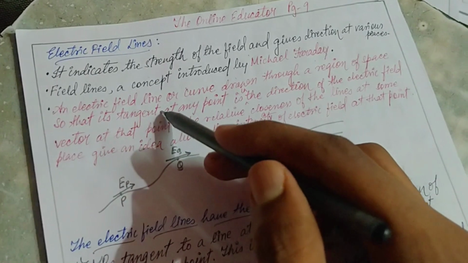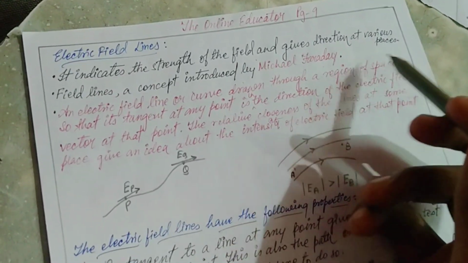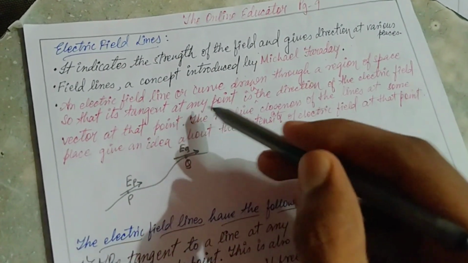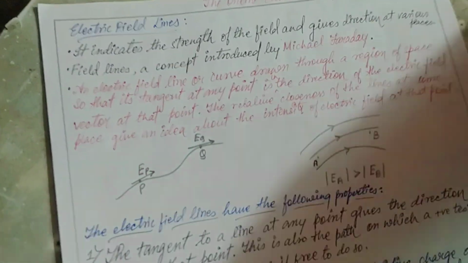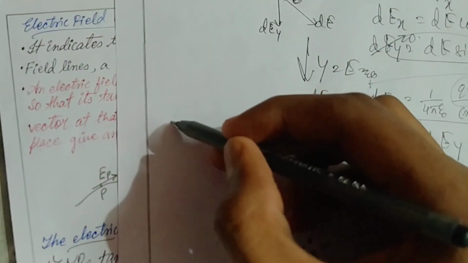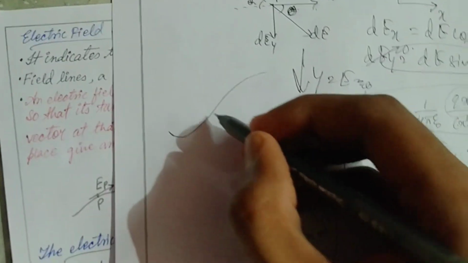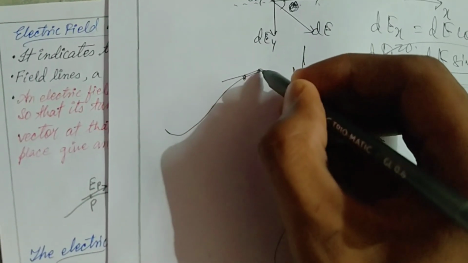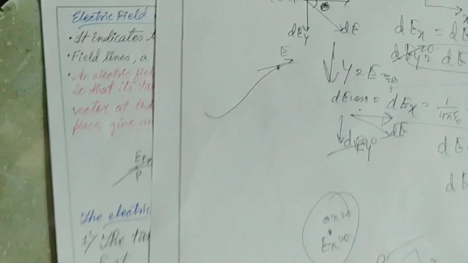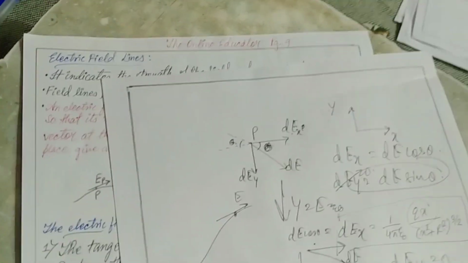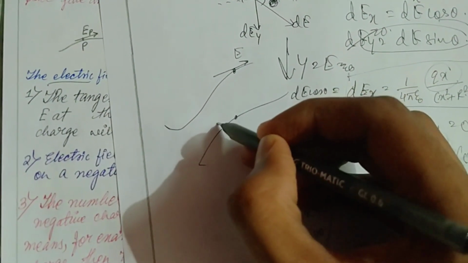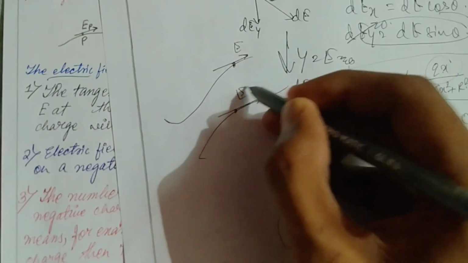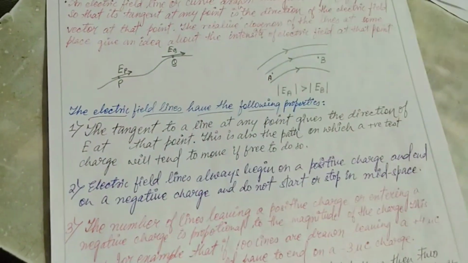An electric field line is a curve drawn through a region of space so that its tangent at any point gives the direction of the electric field. So if we take any point on an electric field line and draw a tangent, the tangent will give us the direction of E, the electric field.